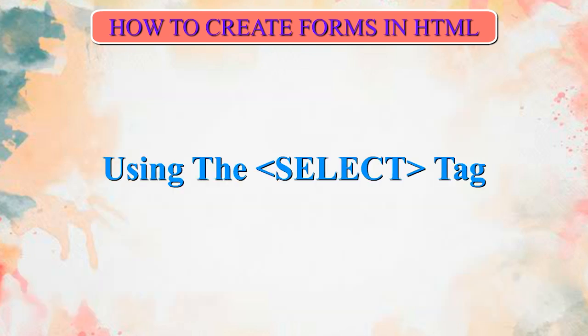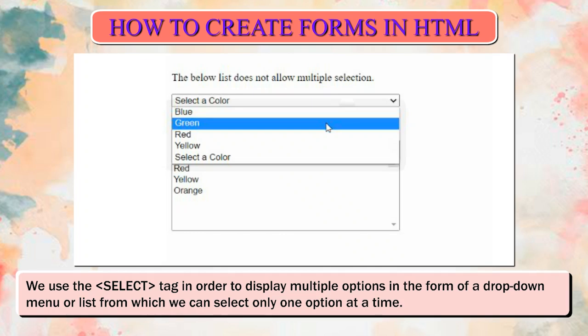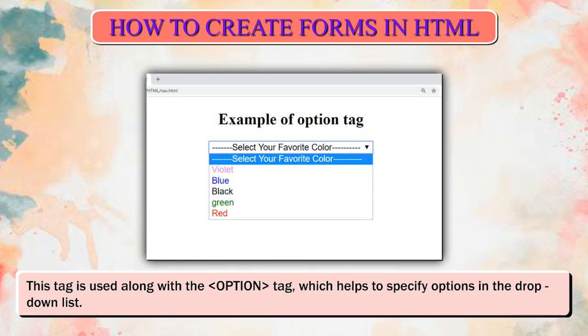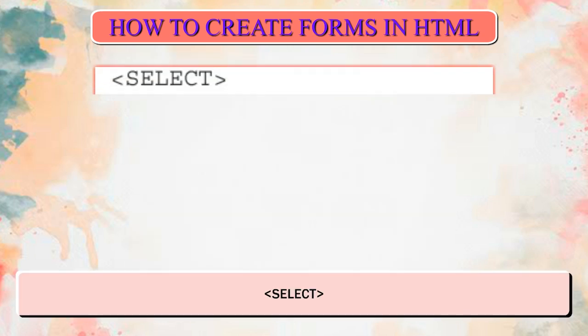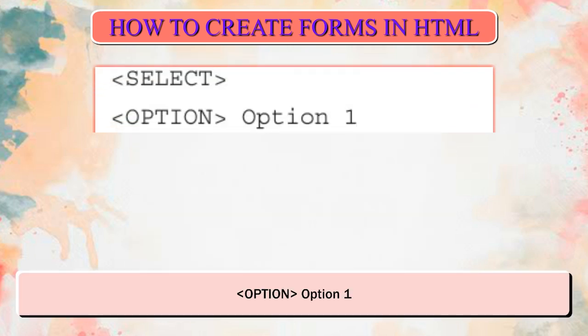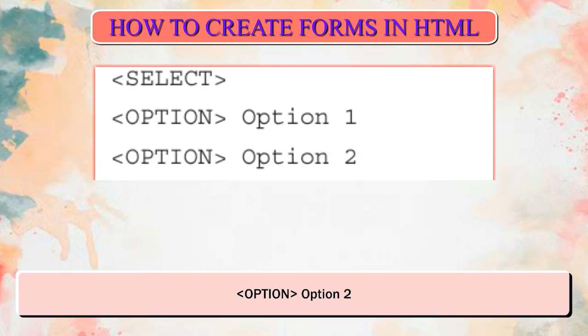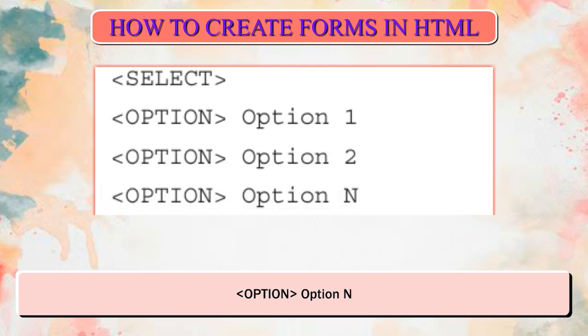Using the select tag. We use the select tag in order to display multiple options in the form of a drop-down menu or list from which we can select only one option at a time. This tag is used along with the option tag, which helps to specify options in the drop-down list. The syntax of the select tag is given below. <select> option 1, option 2, option N </select>.